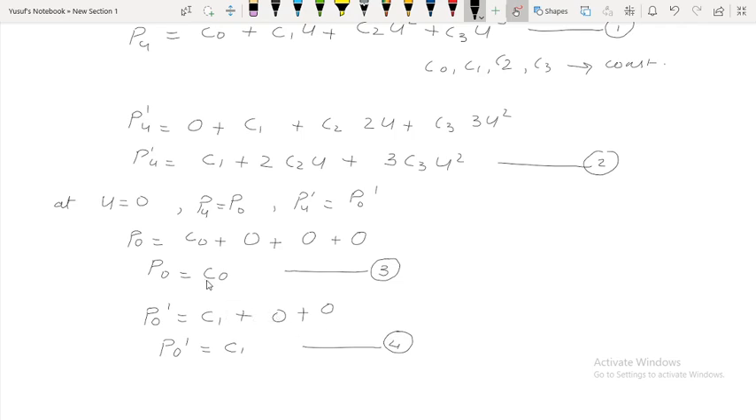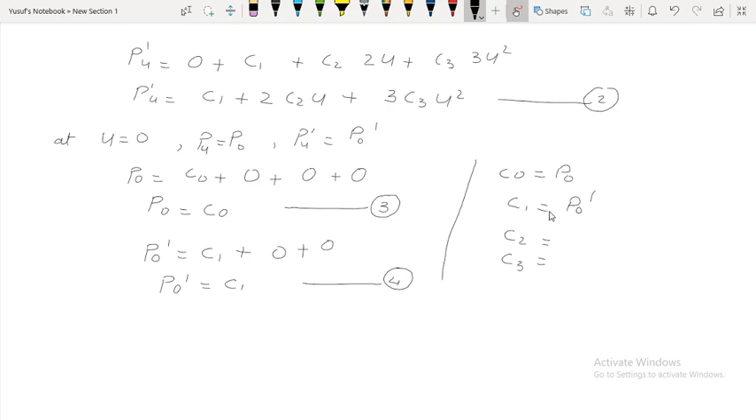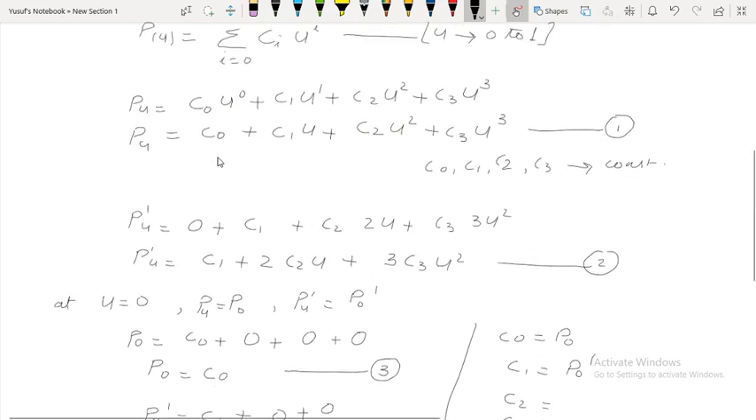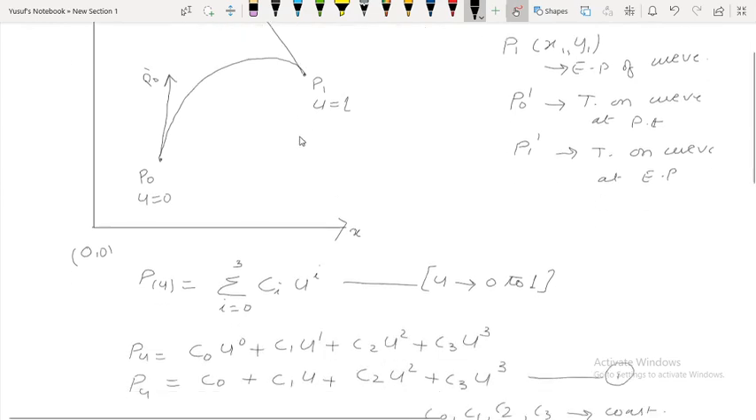So I have calculated two coefficients, c0 and c1. I am writing here: the first coefficient is c0, whose value is p0, and c1 is the second coefficient whose value is p0 dash. And c2 and c3 I am supposed to calculate. Now I have to put the second boundary condition. The first boundary condition was u is equal to 0. The second boundary condition is the value of u is equal to 1. Then pu will be p1 and pu dash will be p1 dash.